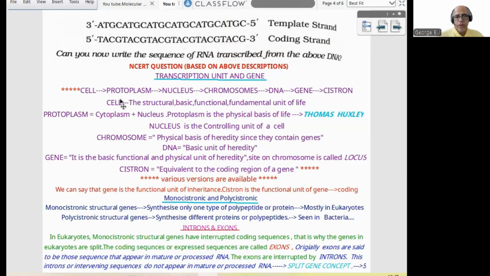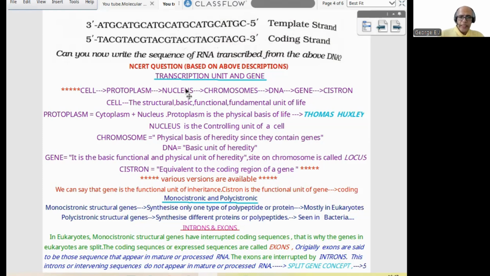In the cell, we can find protoplasm. What is protoplasm? It is cytoplasm plus nucleus. Protoplasm is the physical basis of life. This is a famous statement given by the scientist Thomas Huxley. So these two are over. Now comes the nucleus. The nucleus is the controlling unit of a cell. Inside the nucleus, you can find chromosomes. Chromosomes are supposed to be the physical basis of heredity since they contain genes.